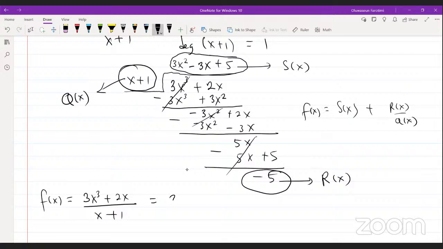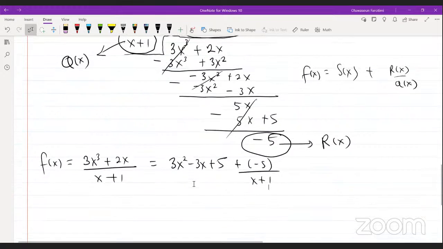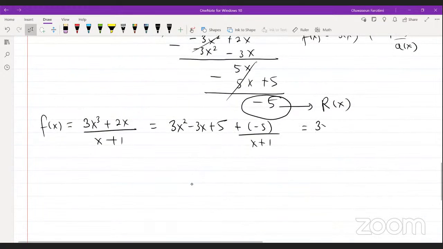So that becomes 3x squared minus 3x plus 5. That's my s of x plus, what is the r of x? Negative 5. So I can just write a plus negative 5, all divided by, what is q of x? x plus 1. And this is the same thing as 3x squared minus 3x plus 5 minus 5 over x plus 1. Okay, so usually this is exactly what you do. All right, so what if the question pretty much was to evaluate this guy?